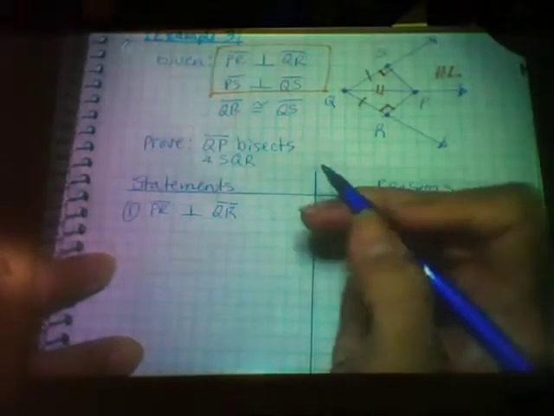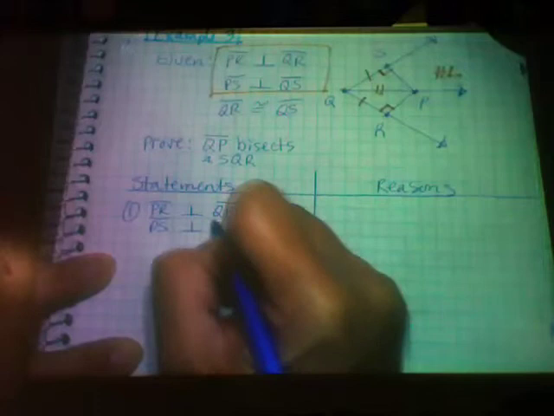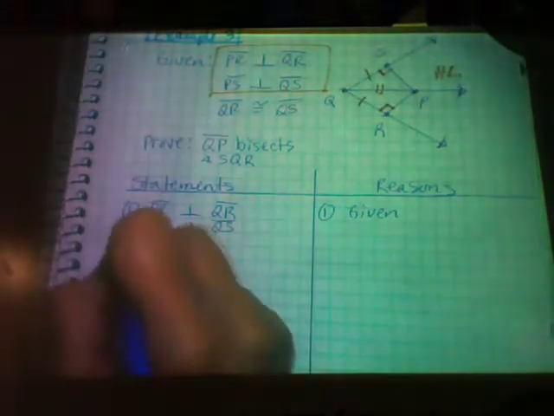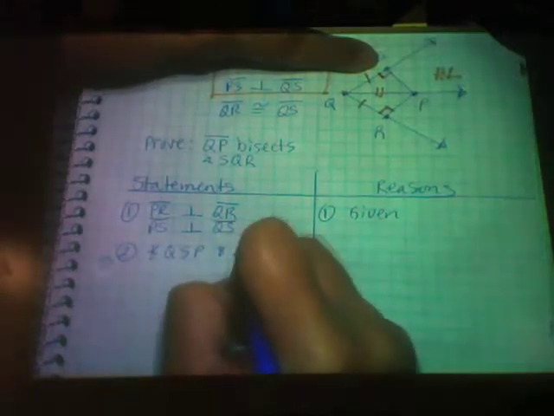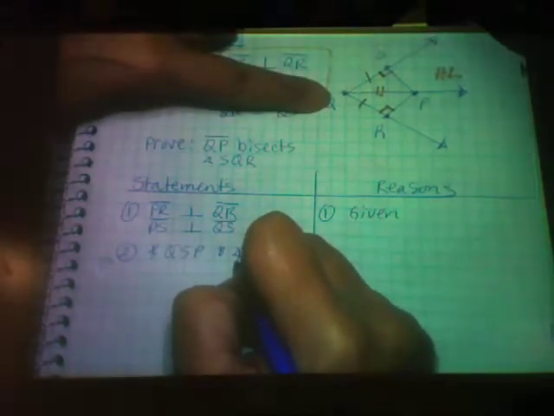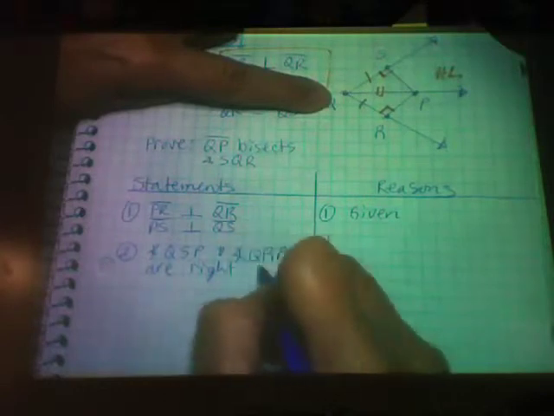All right. Let's start with the first part of the given. Segment PR is perpendicular to segment QR. Also, segment PS is perpendicular to segment QS. Why? Given. From perpendicular lines, what do we conclude? That we have right angles. So name those angles properly. Angle QSP and angle QRP are right angles. Why?